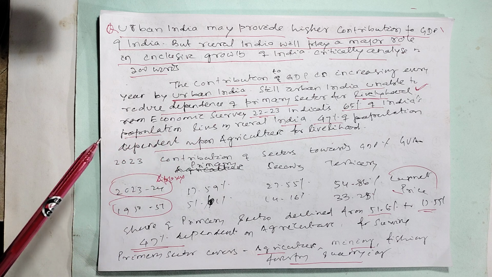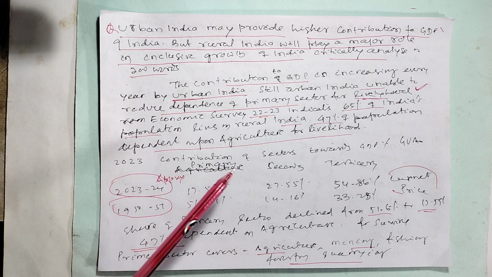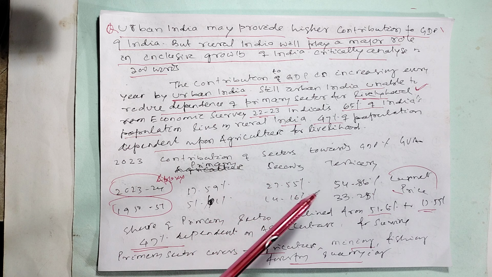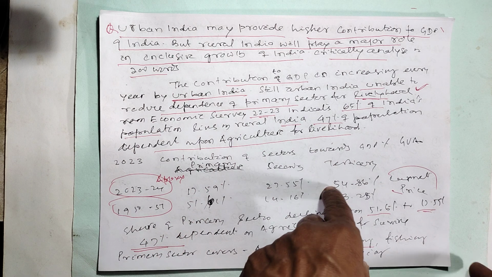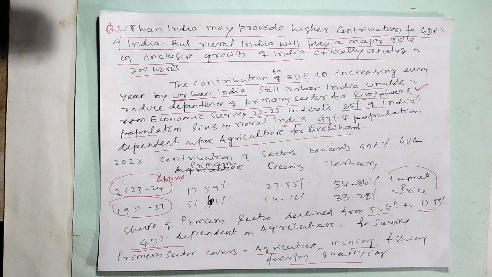47% of people depend on agriculture. That means the secondary and tertiary sectors have not grown enough to transfer the labor force from the primary sector, so the labor force available in the primary sector is disguised. If India needs inclusive development, then this disguised employment should be productively utilized so that agriculture productivity can be increased, increasing the contribution to GDP. The primary sector covers agriculture, mining, fishing, forestry and quarrying.